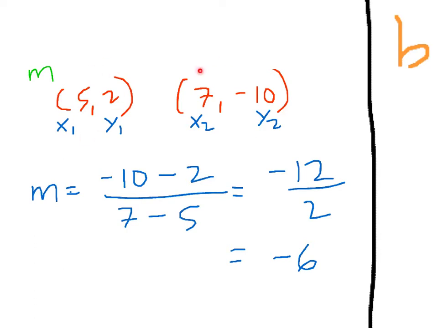So we have (5, 2) and (7, -10). A good thing to remember is if you can avoid negatives, like that one right there, avoid it. I also like to choose the smaller numbers. So I see (5, 2) as being a point that's going to be a lot easier to work with. Again, it doesn't matter which one you pick, so I'm going to go with (5, 2).